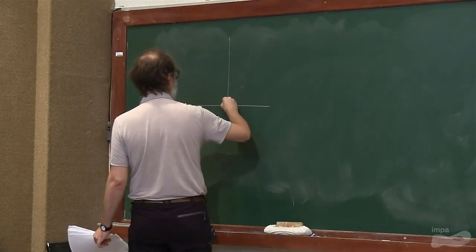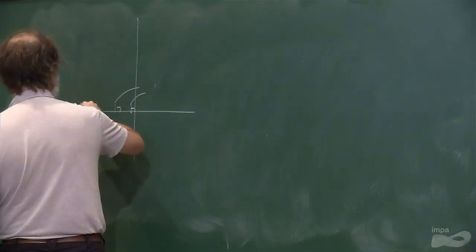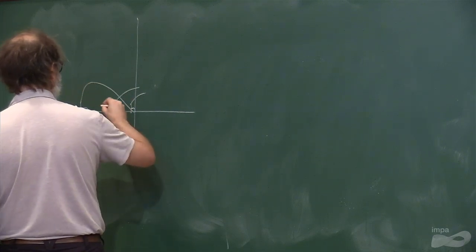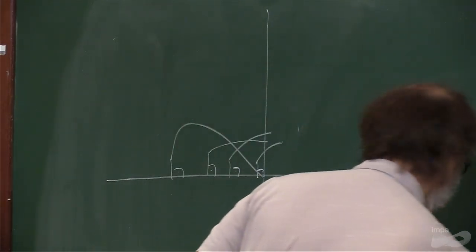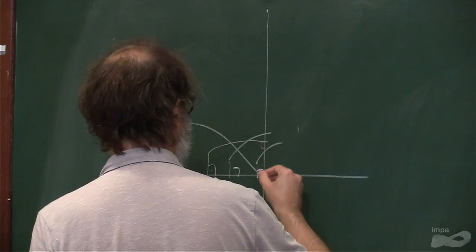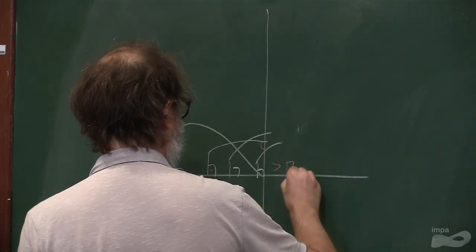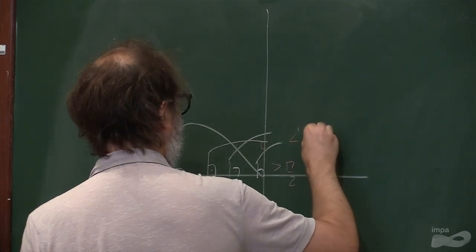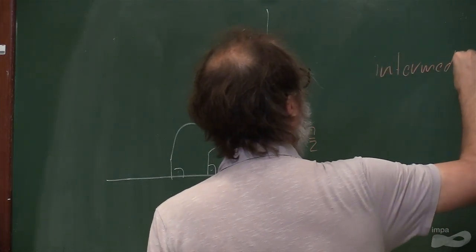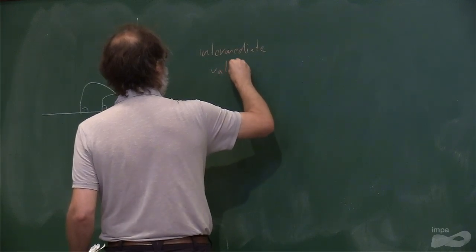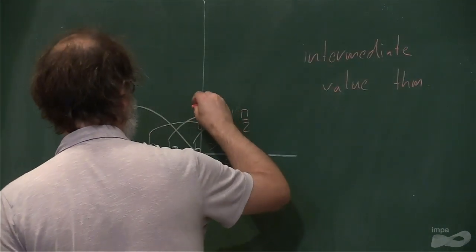So here we have the angle less than pi over 2. Then we shoot, and somewhere here we have this consecutive collision, and somewhere in between we have to have angle pi. Here is pi. Here is bigger than pi over 2, and here is less than pi over 2, and intermediate value theorem. Here we have pi over 2.